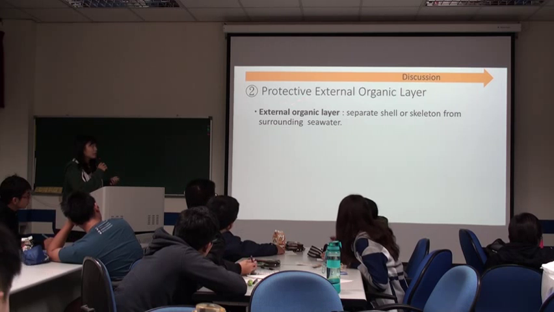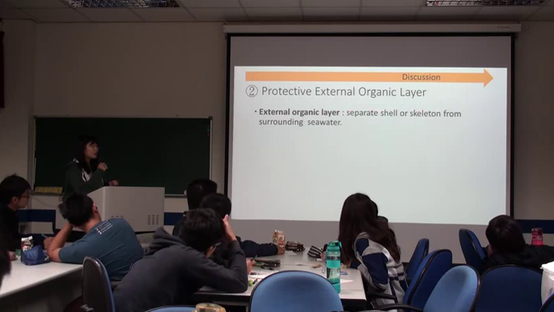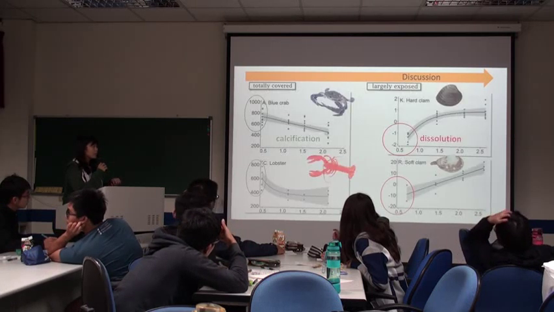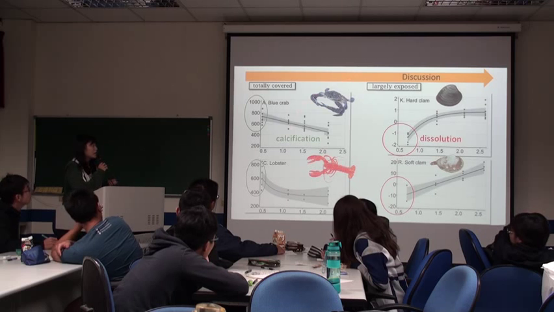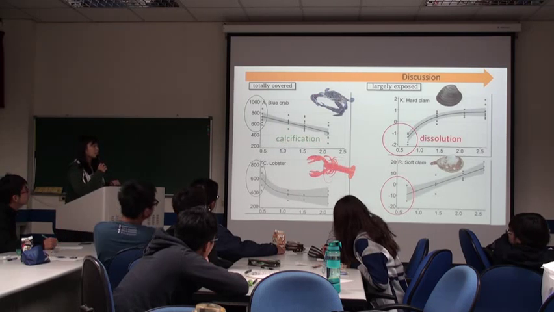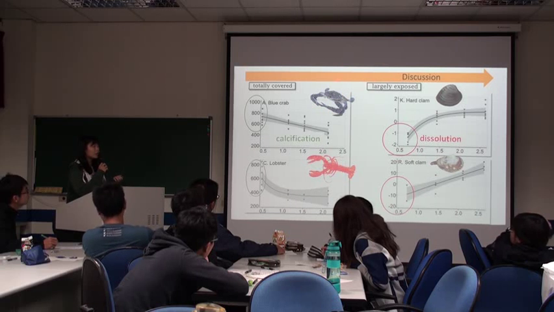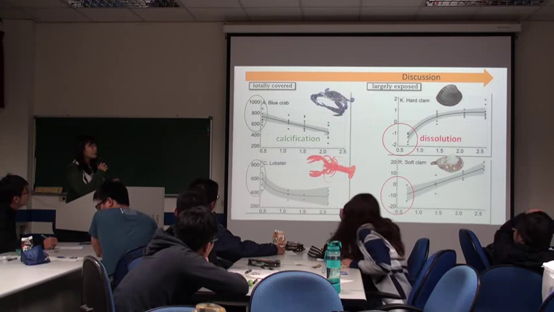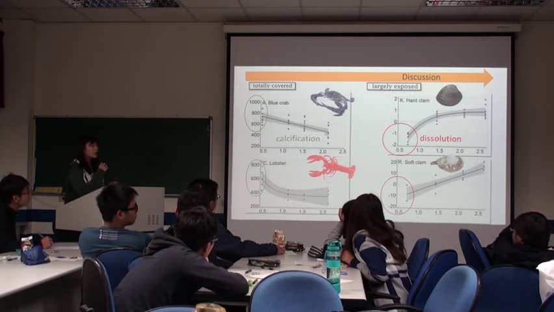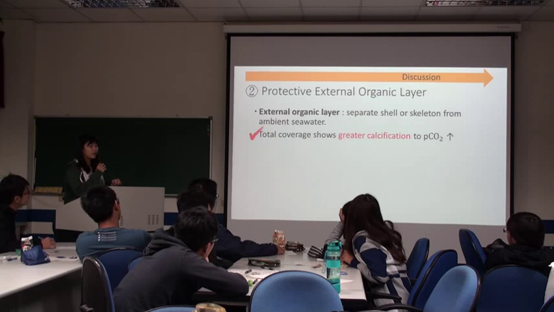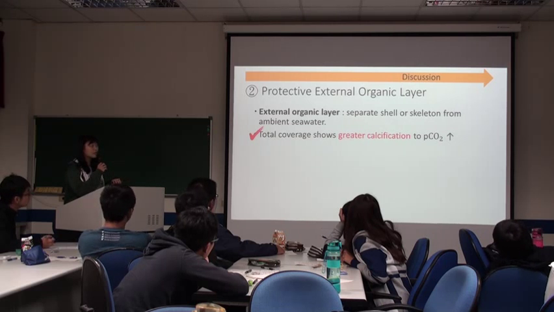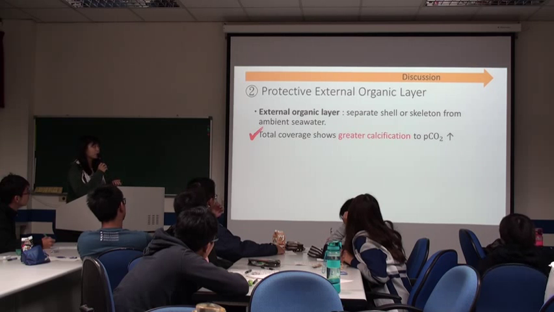Number 2 is the protective internal organic layer. Its function is separating the shell or skeleton from the surrounding seawater. We can see the left part is species totally covered by the organic layer, and most of them show calcification. Under the same situation, the right part is species largely exposed to the surrounding seawater, and most of them show dissolution more easily than the left part. So we can conclude that total coverage by the layer shows greater calcification under elevated CO2.